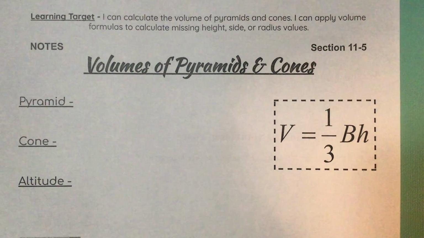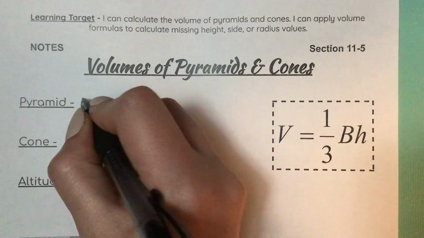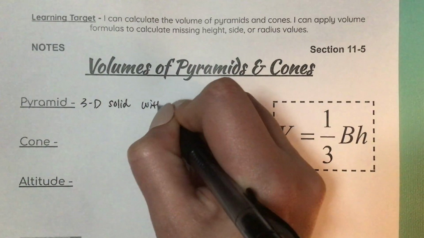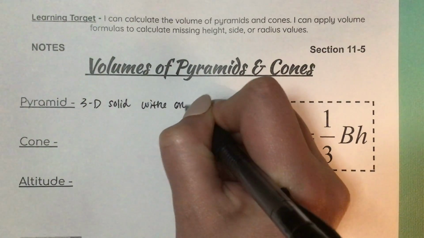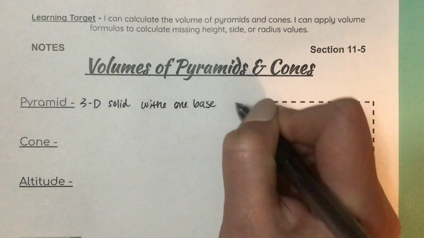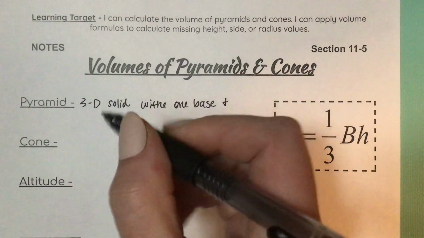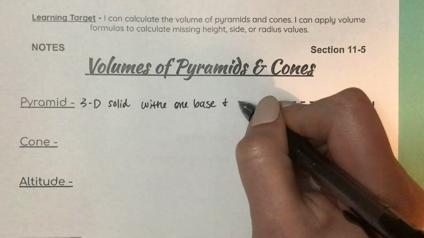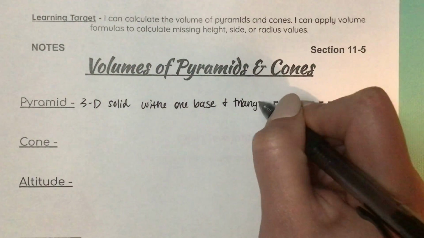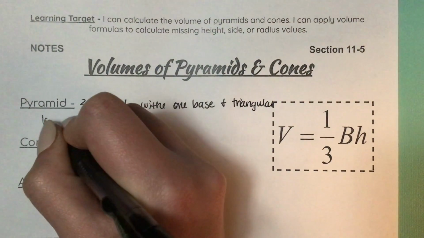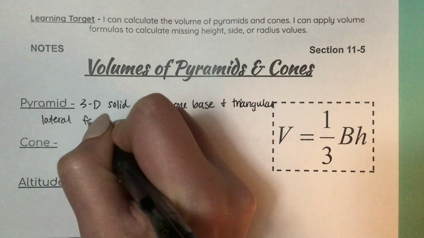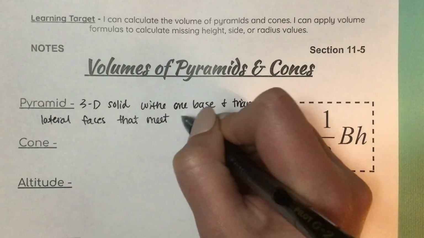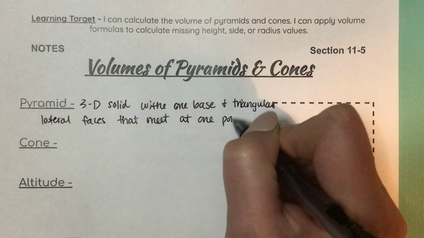of one is. So a pyramid is going to be a 3D solid with one base and lateral faces that meet at a single point. So, and I'll say triangular lateral faces that meet at one point.